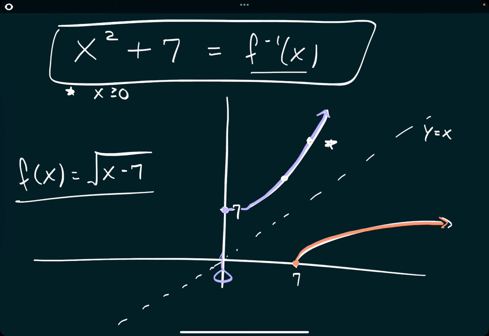I hope this makes sense. This was just a rough intro to inverses of functions. If you have any questions on anything, please let me know.